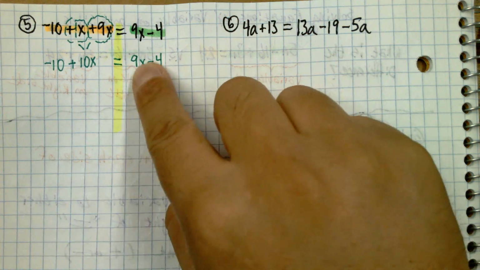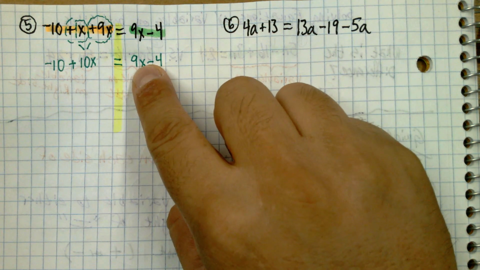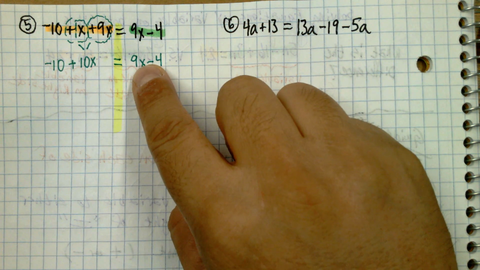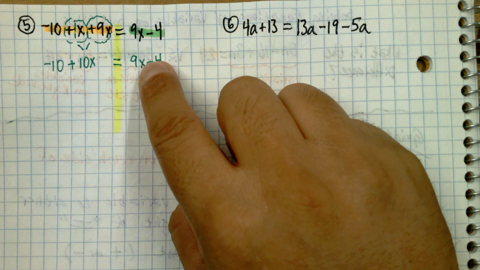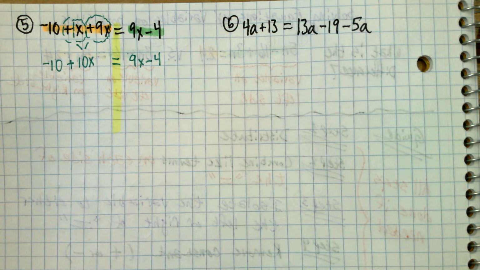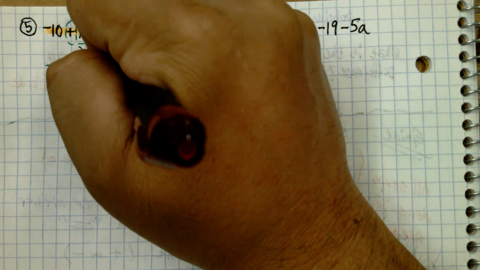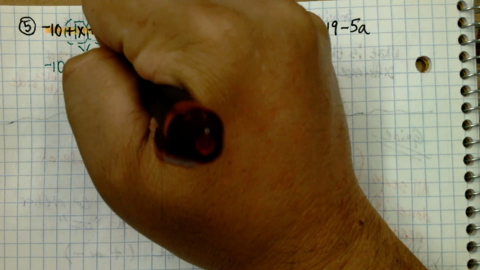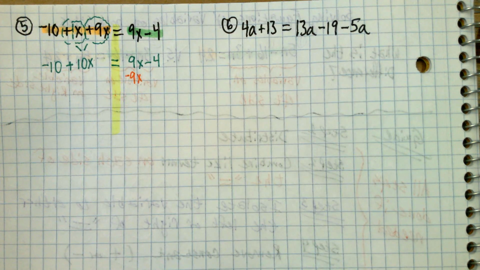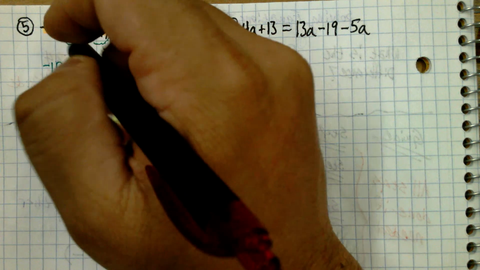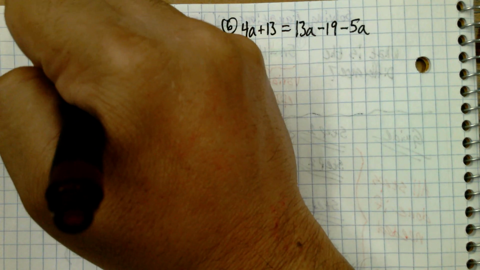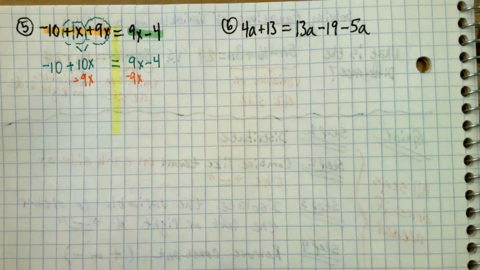I'm going to get rid of 9x. So if I choose to get rid of 9x, what do I need to combine with it? What's the opposite of 9x? Negative. I'm going to combine that. And I have to do that on both sides. So I'm going to line it up with the other x term, which is 10x. So negative 9x goes here as well.